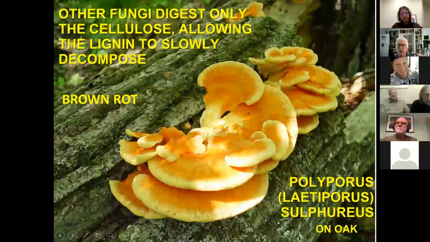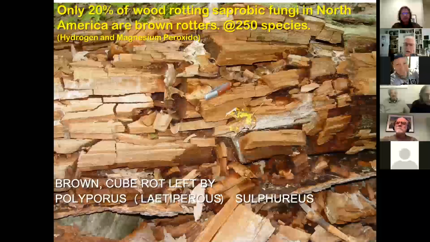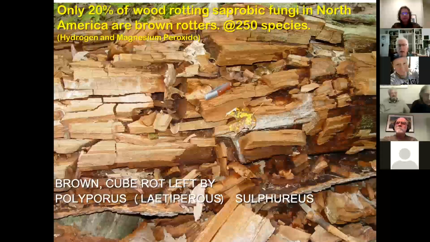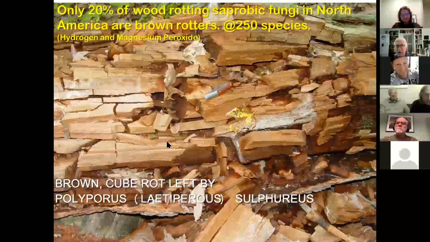And this mushroom does not digest the lignin, so you get a lot of brown rot. And this is what the tree that it's feeding on looks like. It sometimes has this cubic shape, and that's called cube rot. And what happens here is the fungus doesn't use so much enzymes that break down the sugars, but they use hydrogen and magnesium peroxide to literally burn their way through the tree. So this is the combustion here. And they'll follow the grain of the tree or the pores in the tree, the porosities, and they'll make that cube rot.